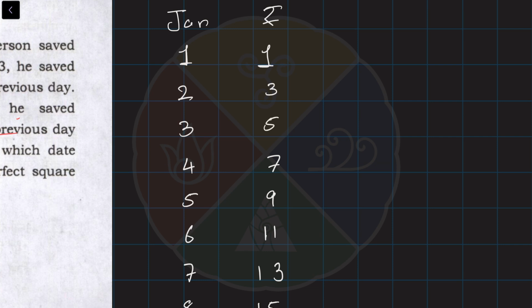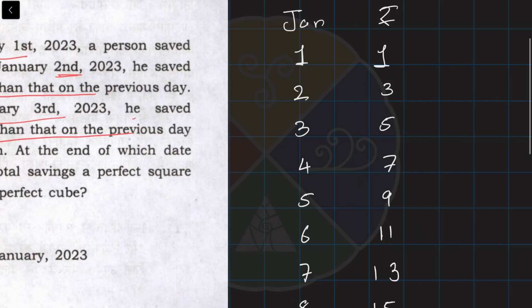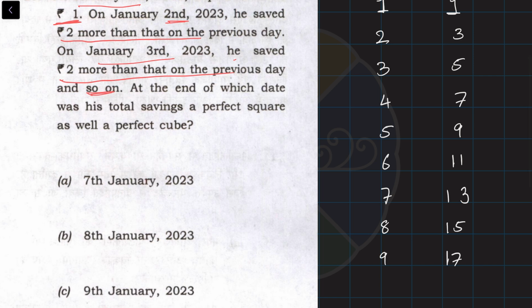If you look at this, this is basically an AP. Because the first term is 1, second term is 1 plus 2 into 1, third term is 1 plus 2 into 2, the next is 1 plus 2 into 3, and so on. It is an AP with the first term as 1, common difference d as 2. Now, the next part of the question is asking, at the end of which date was his total saving a perfect square?